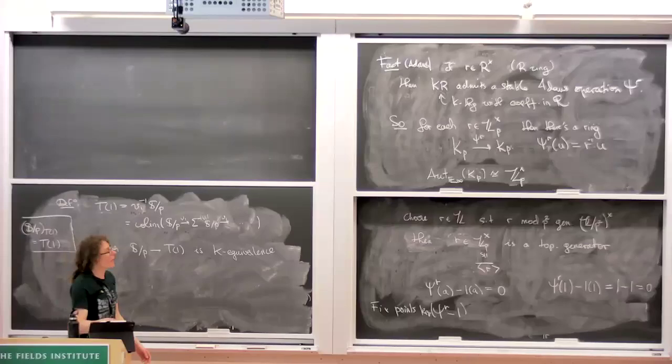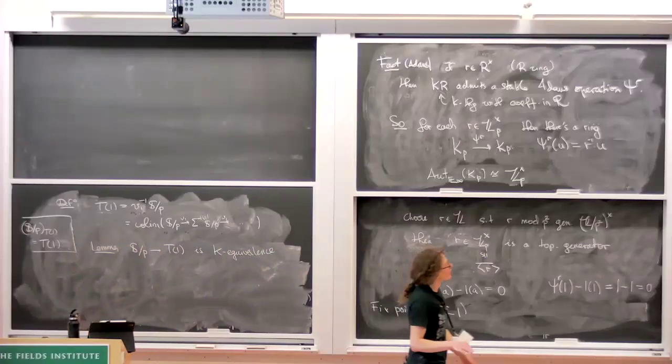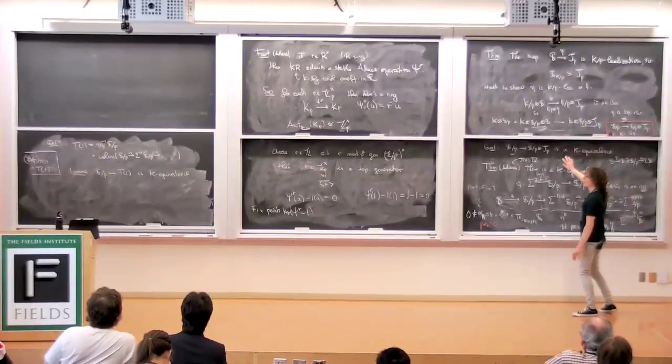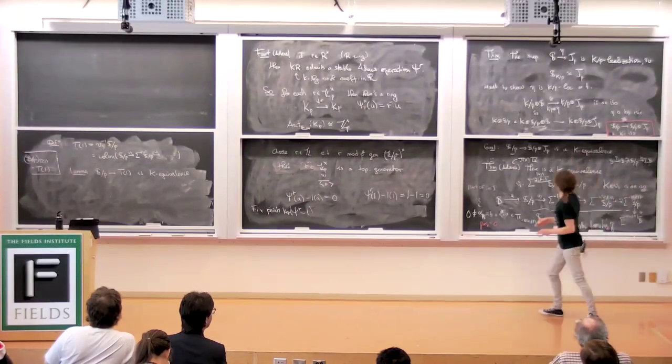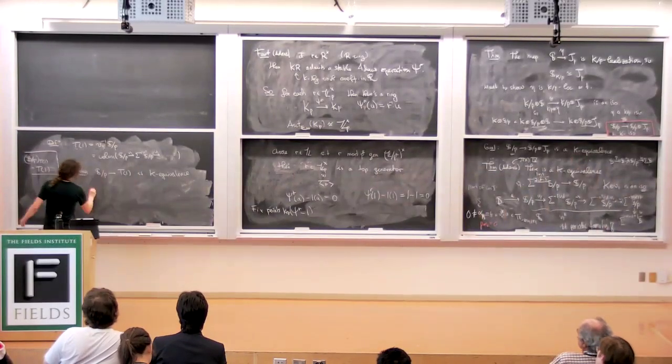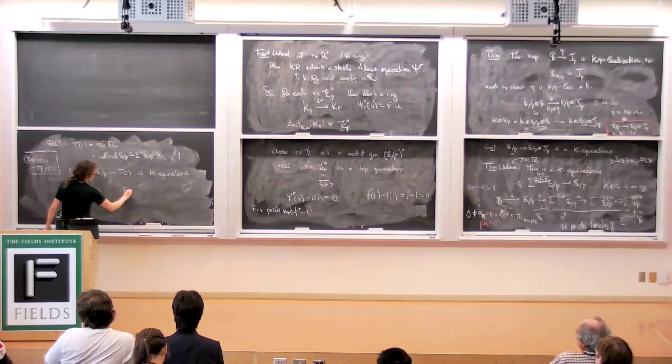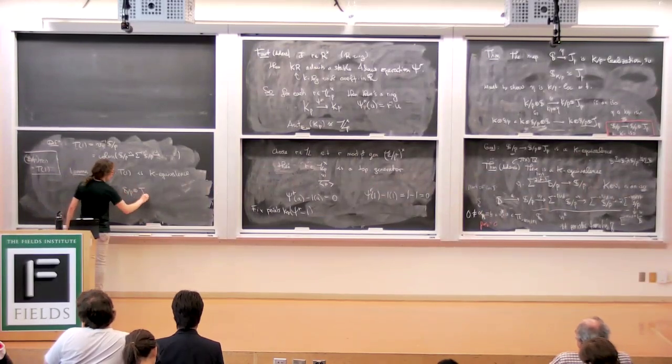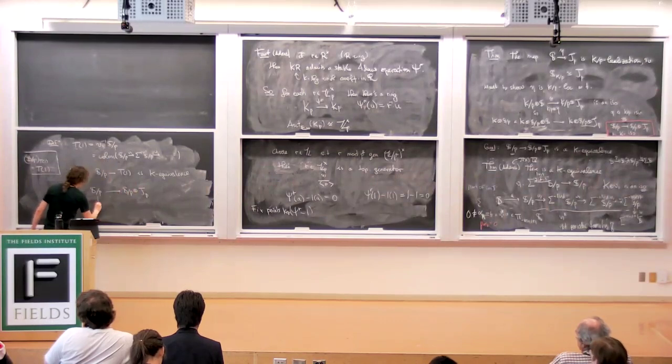Great, and so let's remind ourselves we're trying to prove that this is a K equivalence, right? And now we've produced another one. Okay, so let me rewrite that. Our goal is to prove that that's a K equivalence. So we have our map tensored with the J spectrum. We'd like to prove that's a K equivalence.